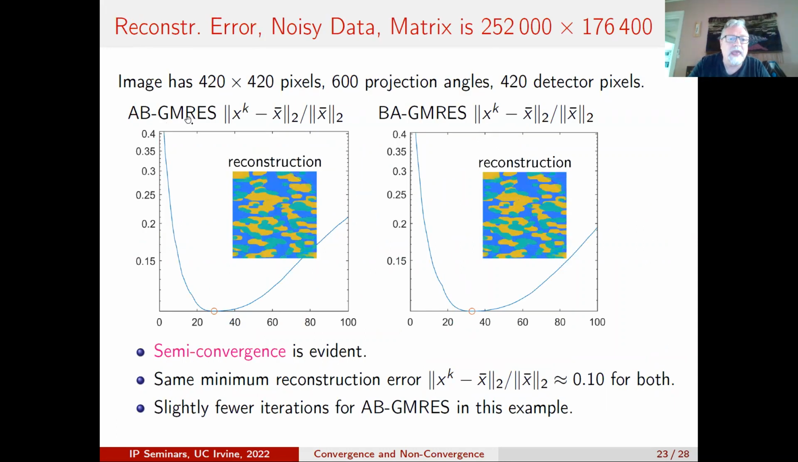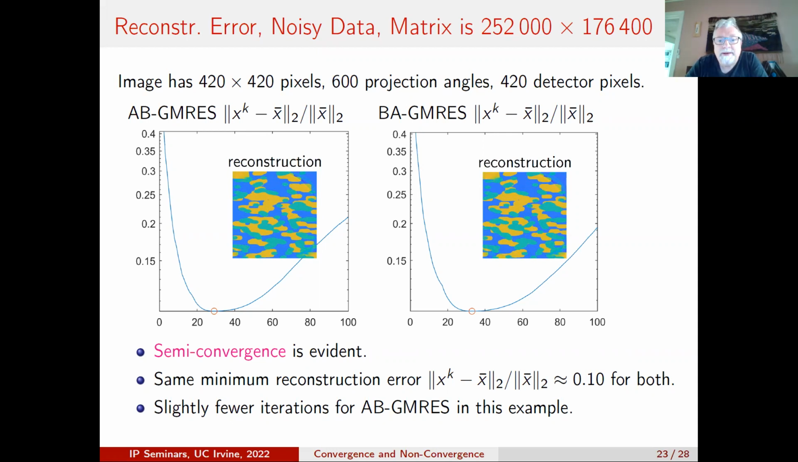So here we apply both the AB GMRES and BA GMRES to a small toy problem with unmatched projection pairs. Here's a picture of the reconstruction from the two methods. These are the error histories where we again compare with the exact solution, and certainly you see the semi-convergence. There's a minimum there and there. Okay, all right. So we have demonstrated experimentally, certainly, that we have a semi-convergence. Which method should you choose?